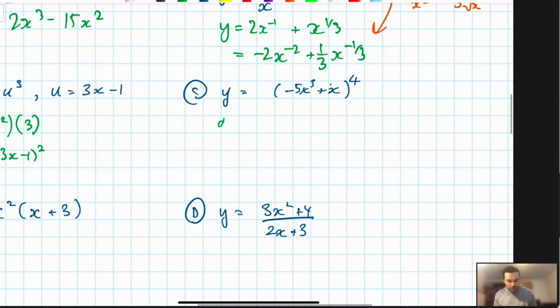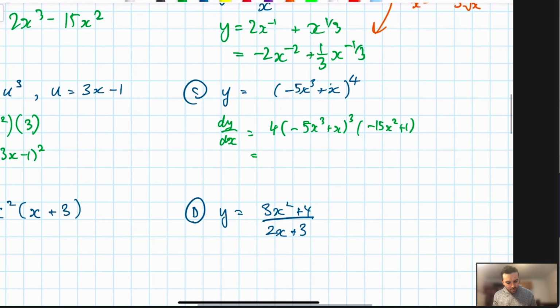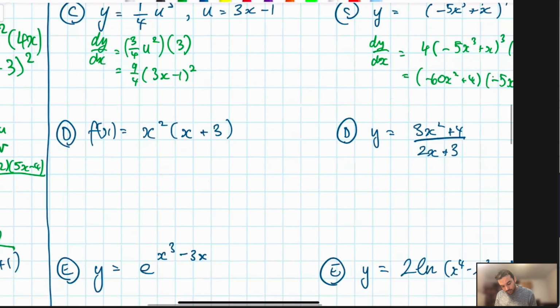Next one, dy by dx is equal to, this is a power one, take 1 off the power, and then times by the gradient function. And what we can do is bring that 4 at the front. So it's going to be negative 60x squared plus 4. And you don't have to do that. You can just keep that 4 at the front if you want. Okay, there we go. Next one.